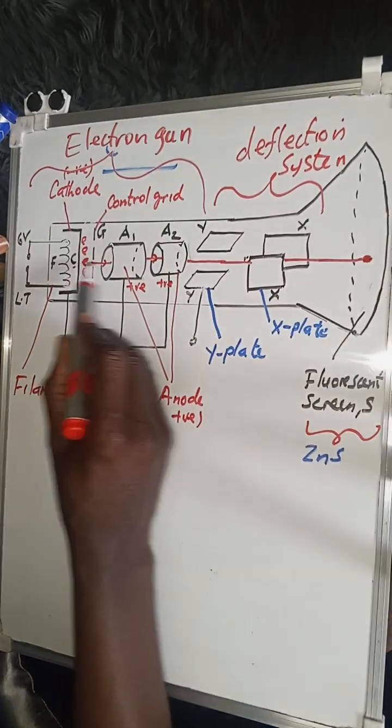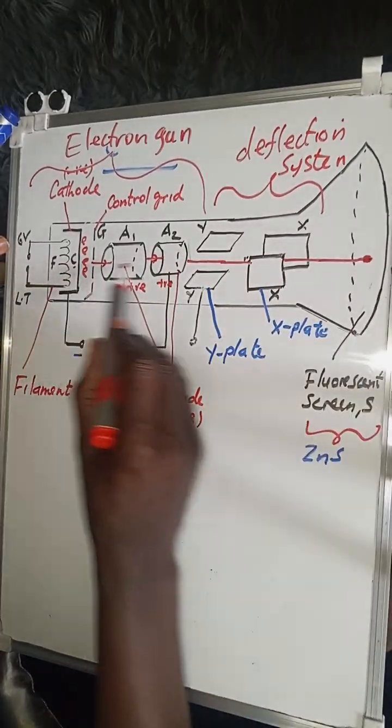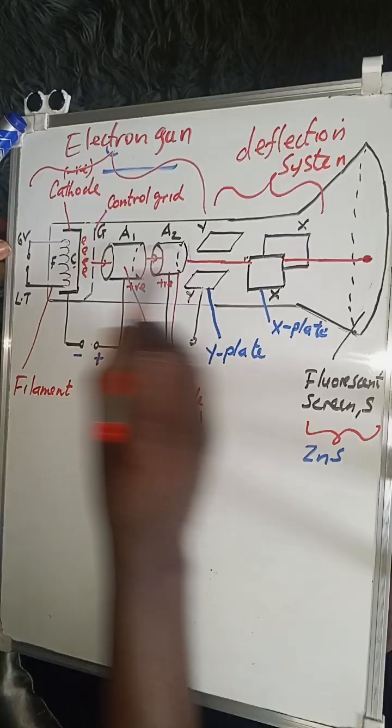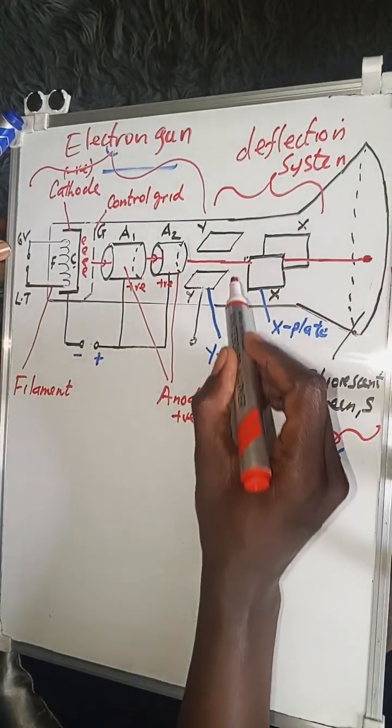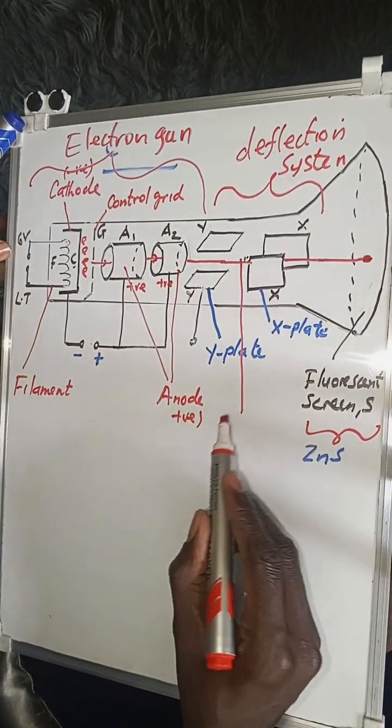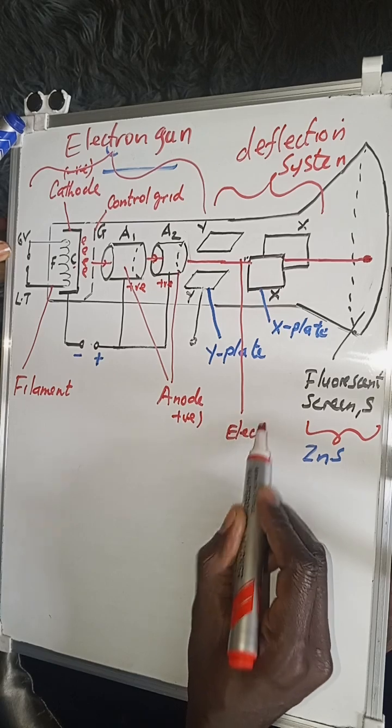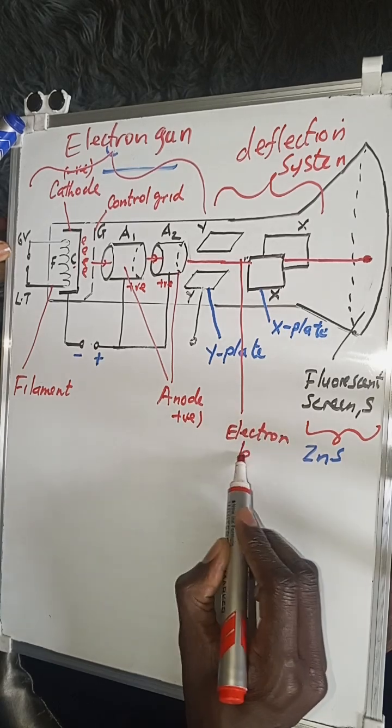So the beam, the electrons moving in that direction from the cathode to the screen, you can refer to that as an electron beam. So that is what we call an electron beam.